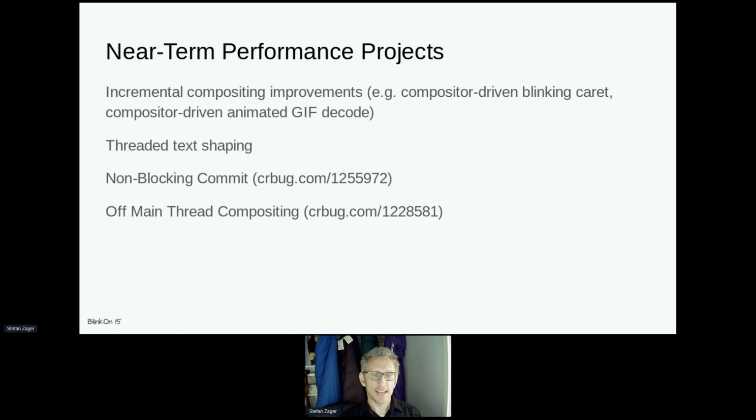But one is, whenever you have a text area and there's a blinking cursor in it, we have to keep pumping main thread animation frames to blink that cursor, which seems crazy. So one of the things that we plan to do as soon as possible is give the blinking caret its own composite layer and drive the blinking animation on the compositor thread. And then another one is the main thread spends a lot of time decoding animated GIFs. There's really no reason why that has to be done on the main thread. We should be driving that on the compositor thread.